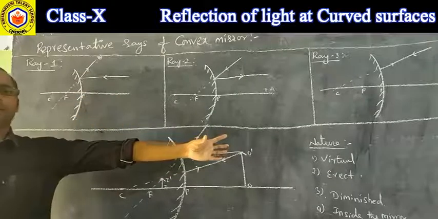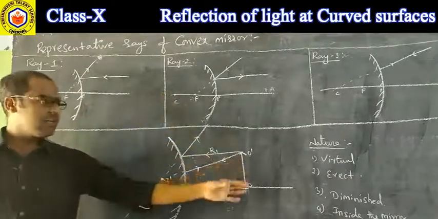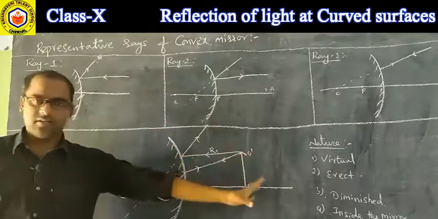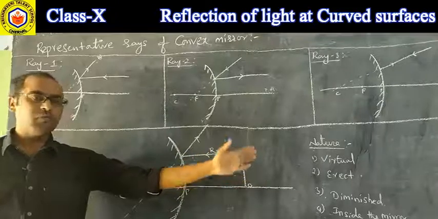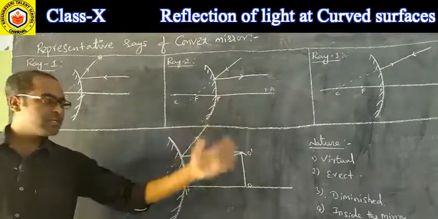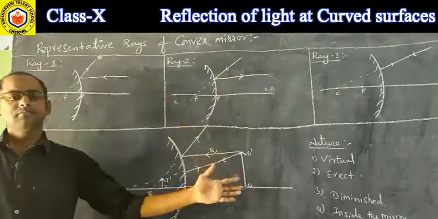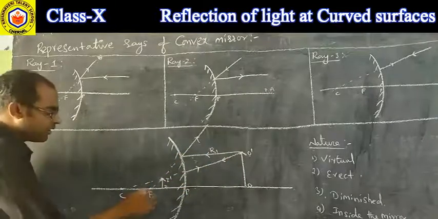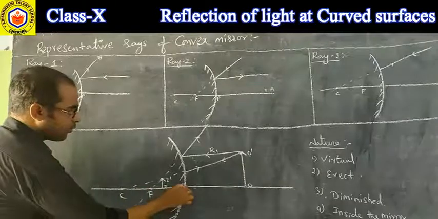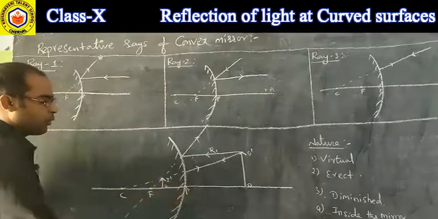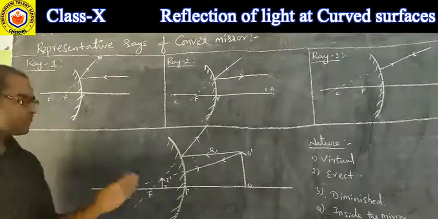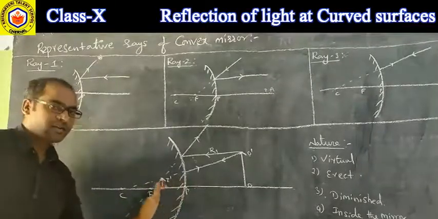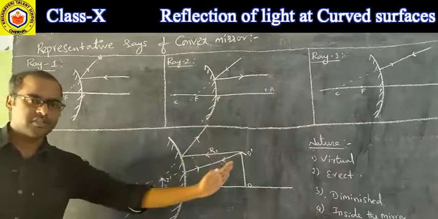Wherever you place the object in front of a convex mirror, this type of image will be formed. The properties of the image will be like this. That means virtual image will be formed, erect image will be formed, diminished image, and the image will be formed inside the mirror. Yes, and where it will be formed? Between focus and pole, inside the mirror. Yes, so it will not be formed here and here. Yes, it forms nearer to the mirror, wherever the object is there.